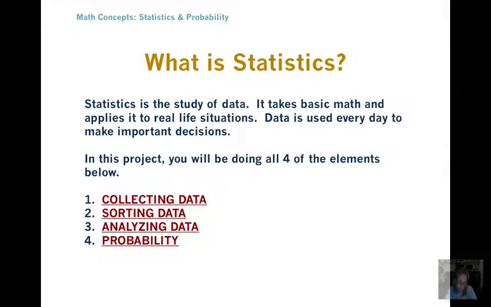Statistics is the study of data. You are going to be studying data collected on what you ate for 5 days, and then learn to sort, analyze, and make predictions based on that data. So the 4 things you're going to be doing in this exercise are collecting data, sorting data, analyzing data, and determining basic probability.